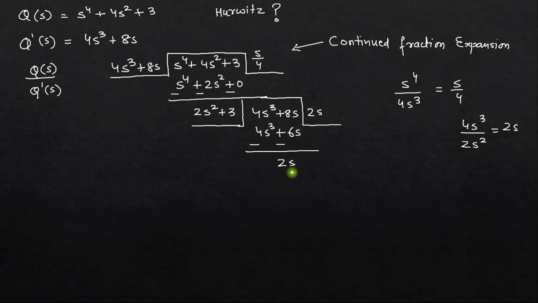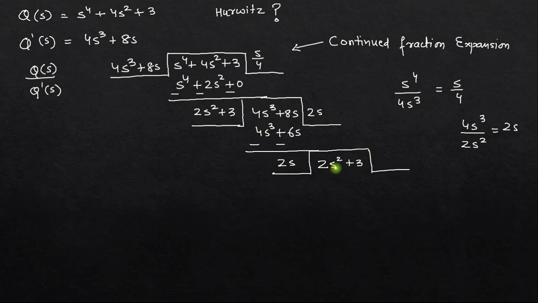Now this is the remainder now. Now this remainder will become my next divisor, and the previous divisor will become the new dividend. So I will write 2s square plus 3 here.